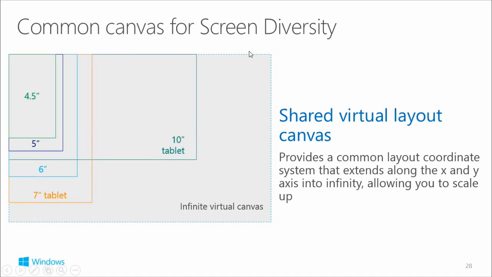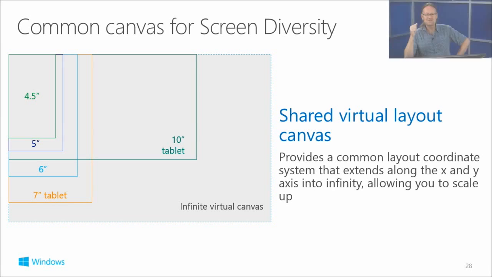We've got this thing called a common canvas for screen diversity. So we'll talk a little bit about this later today in a lot more detail. But actually, if you're a Windows Phone dev, you'll know that up till now we've had this kind of convenient arrangement whereby every phone was kind of 480 pixels wide, regardless of its physical size, logically.